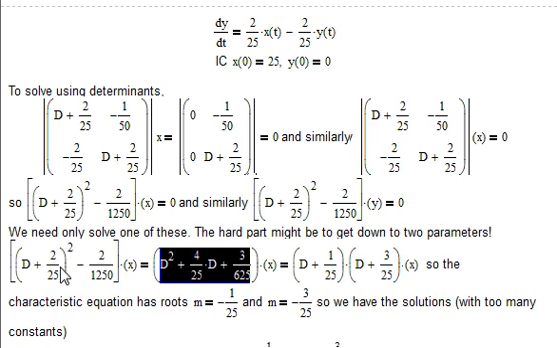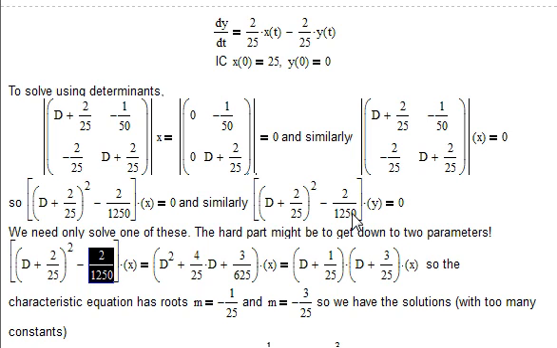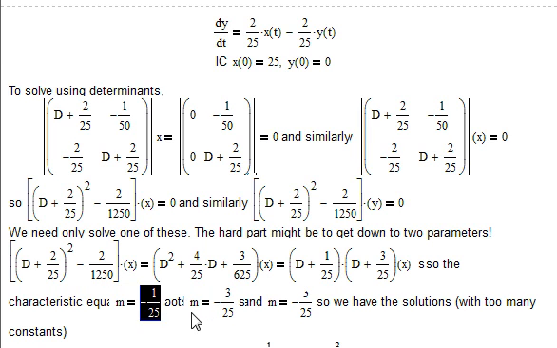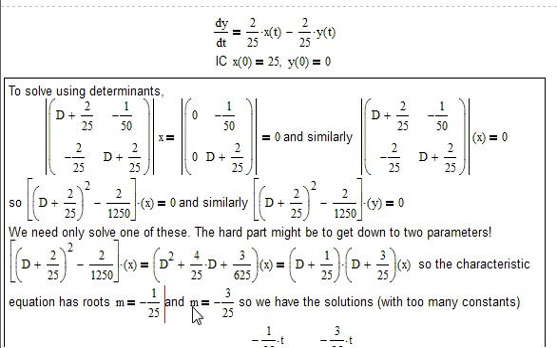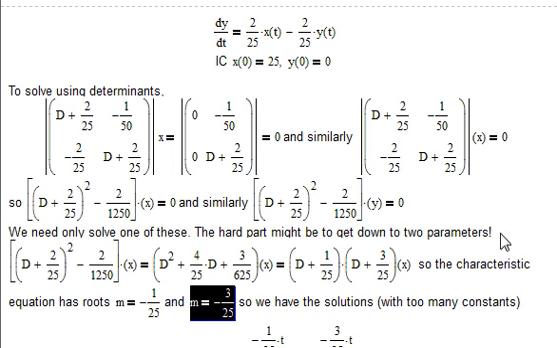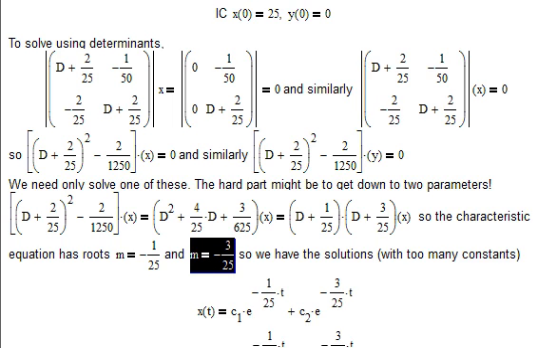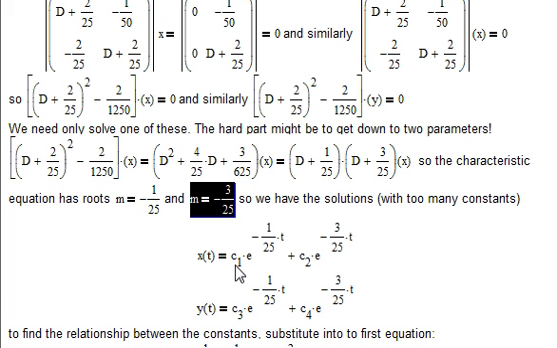Multiply this out, and you get 4 over 625, and 4 over 625 minus 1 over 625 is 3 over 625. The 1 over 625 is really this. And it does factor. I don't know if you could see that. It factors in a kind of nice way. And so the characteristic equation has roots negative 1/25 and negative 3/25.